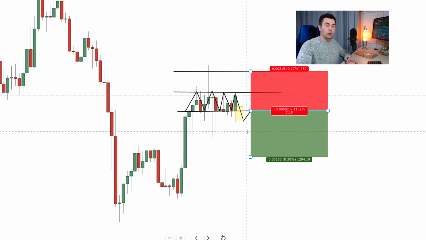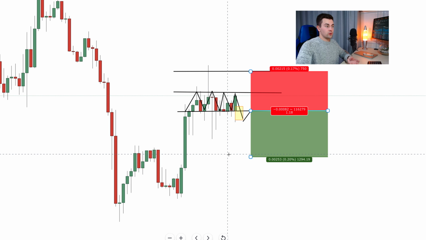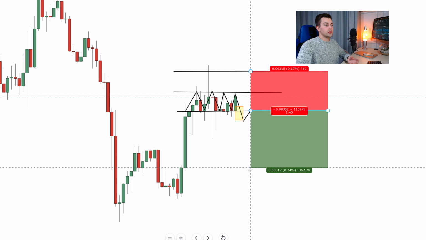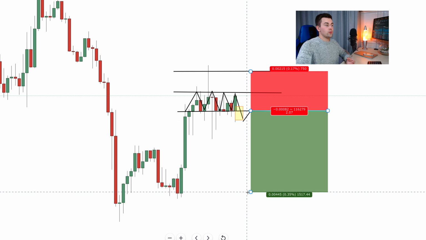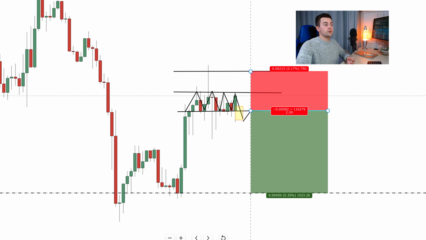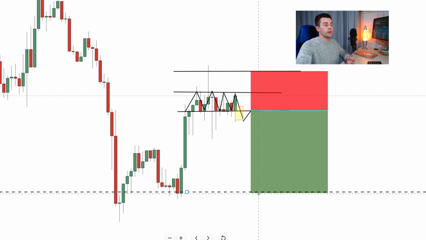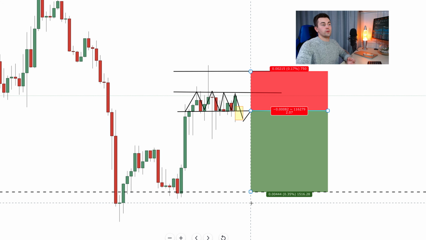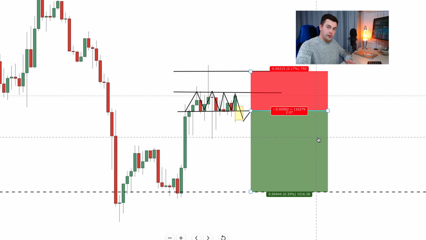Yes, so entry will be here, stop will be here, and where can be our first goal? Our first goal, of course, will be the current structure low, the point that the market recently reached. Yes, the low of the market. So here will be our first goal. And as you can see, for our first goal, we already have 2 to 1 risk to reward. So very nice risk to reward just for the first goal.